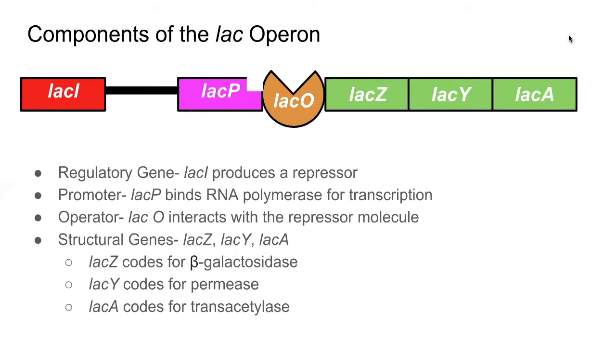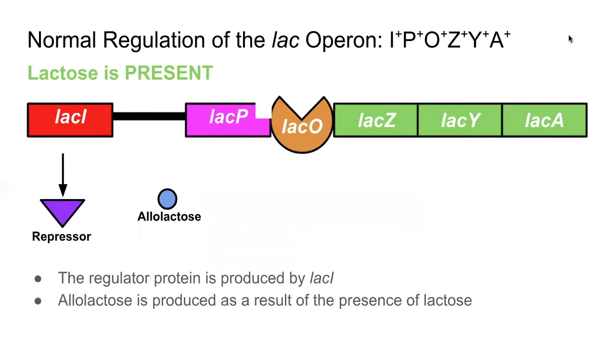Then we have the 3 structural genes of the Lac Operon. LAC-Z, which encodes for beta-galactosidase, LAC-Y, which codes for permease, and LAC-A, which codes for transacetylase. Under normal conditions, the genotype for the Lac Operon is written as I+, P+, O+, Z+, Y+, A+. For this scenario, I+ means that LAC-I will produce a functional repressor.